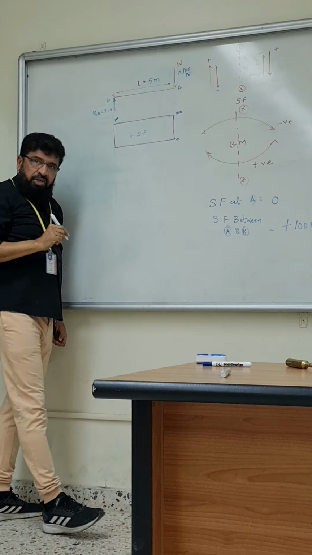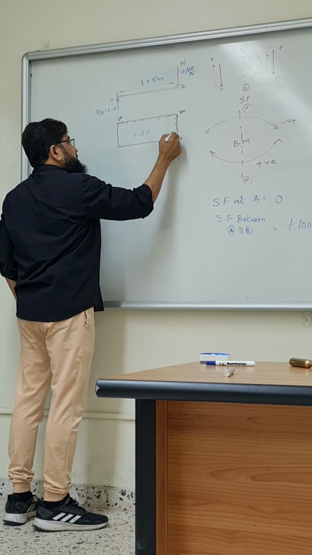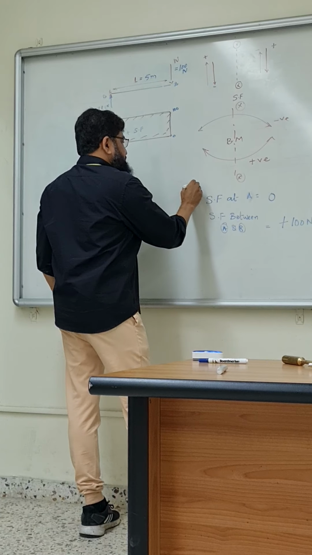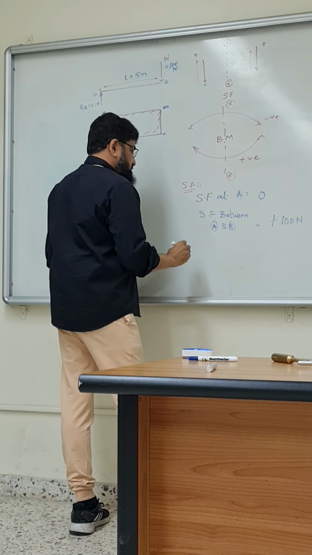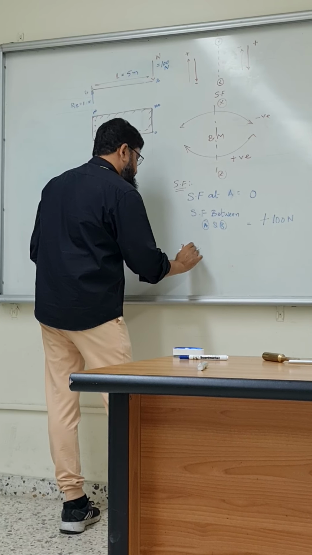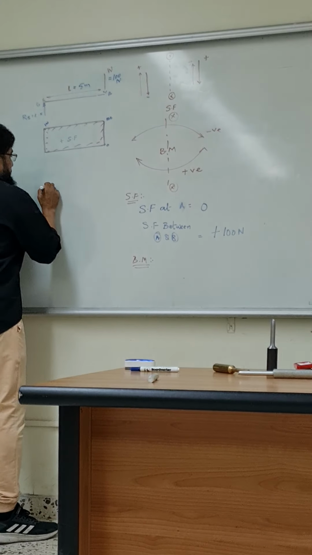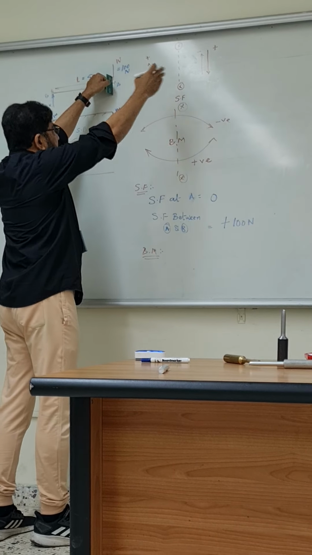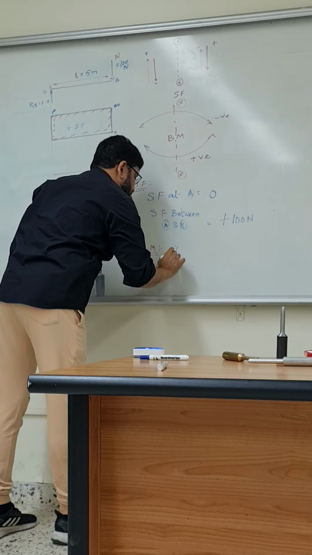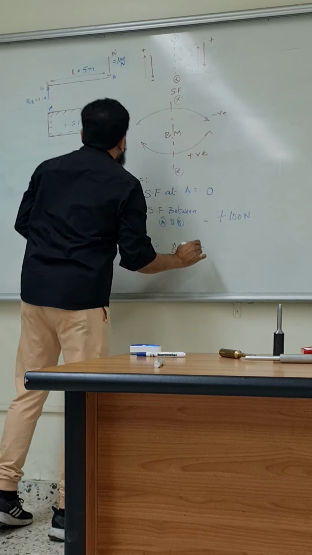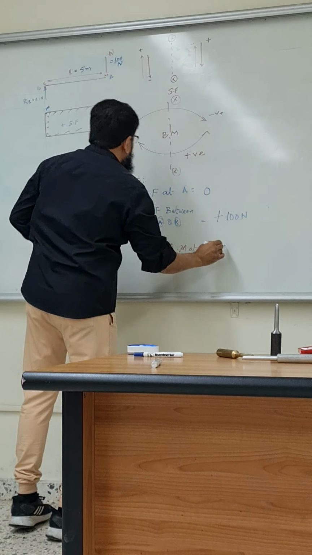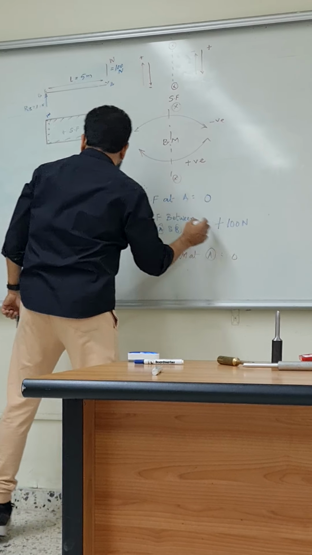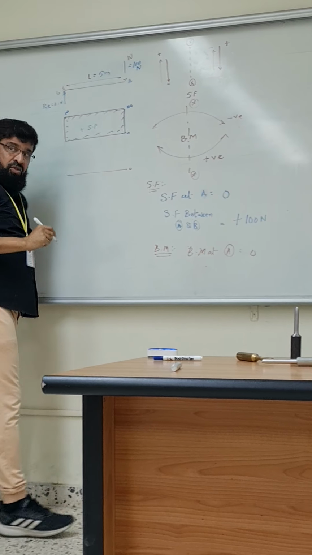This is the shear force diagram. Now let us go to bending moment. Do you want to find out any bending moment here? Bending moment at A is what? Bending moment at B is what? At A, you have any force here? Nothing, is it? 0. So I will write 0.